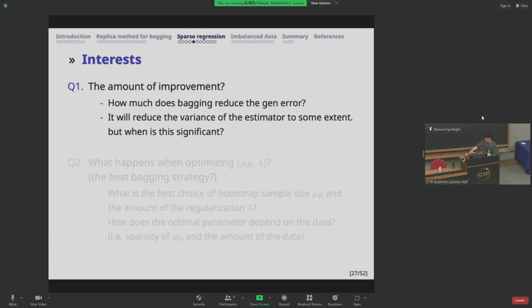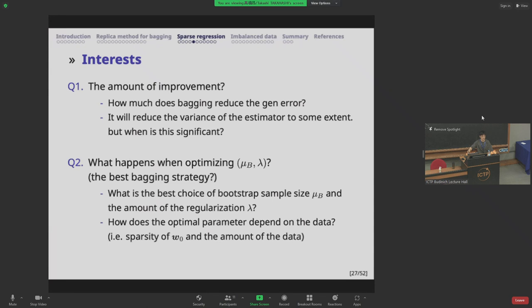Second. Someone is not muted. Yes, yes. You can continue.